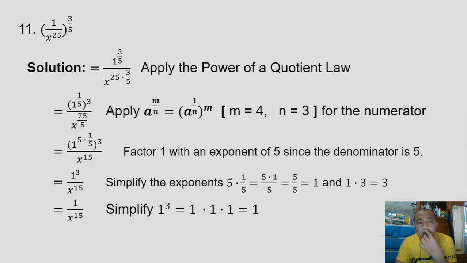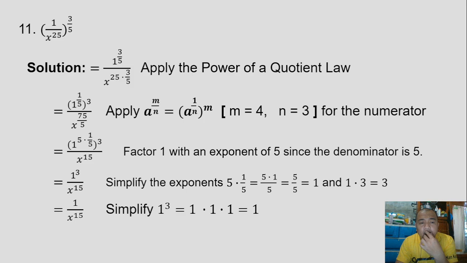Okay. So 75 divided by 5 is 15, right? And 1 cubed is 1, because 1 times 1 times 1 is still 1. So the final answer is 1 over x raised to the 15th power for number 11. So let us now proceed to our exercises.